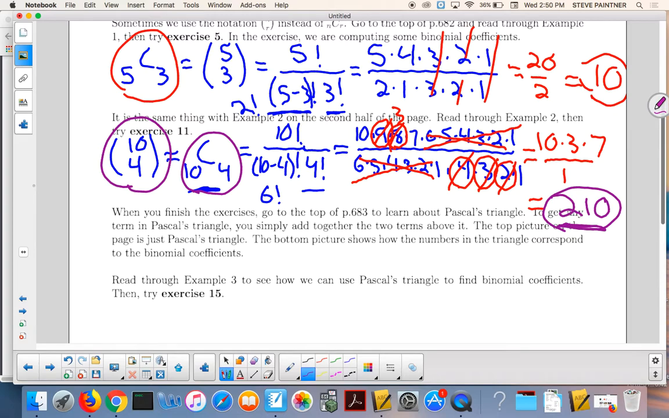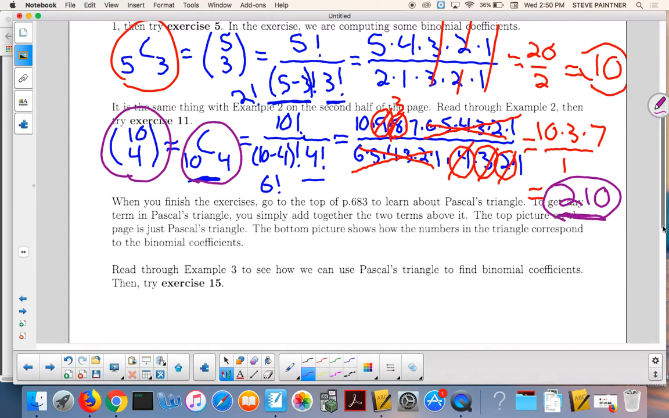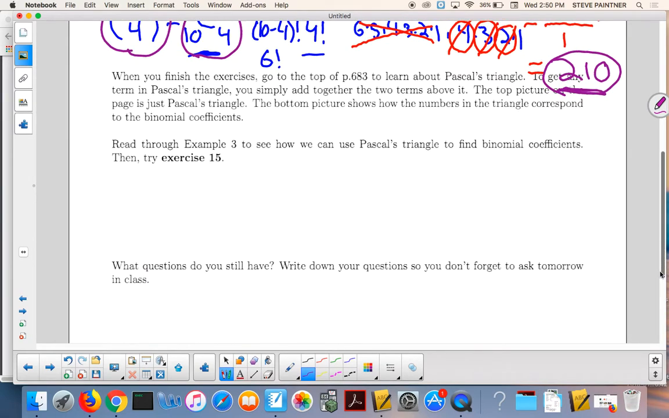Okay, so there's another way to figure out what binomial coefficients are, and that's to use Pascal's triangle. On the next page after computing these, it shows you Pascal's triangle. And in the exercises, you should read through example 3 to see how they used Pascal's triangle to find binomial coefficients. I'm going to run through exercise 15. In exercise 15, it wants you to figure out this binomial coefficient, 6 choose 5. So I'm going to pull up our book here where we have Pascal's triangle.